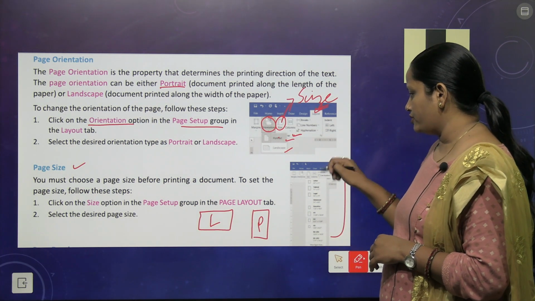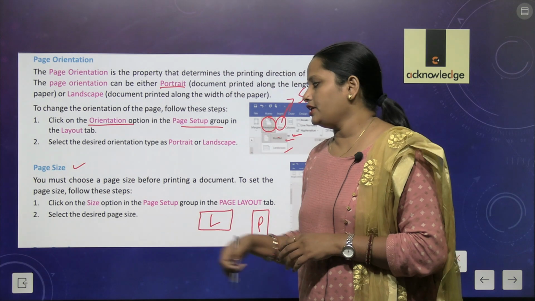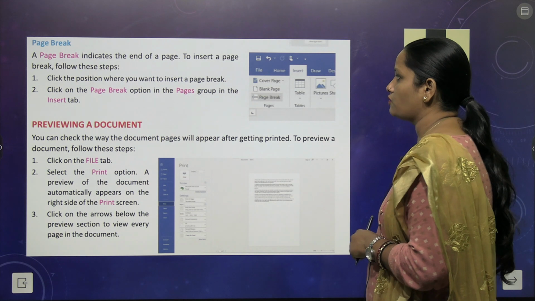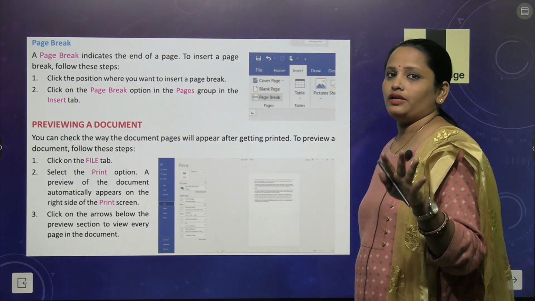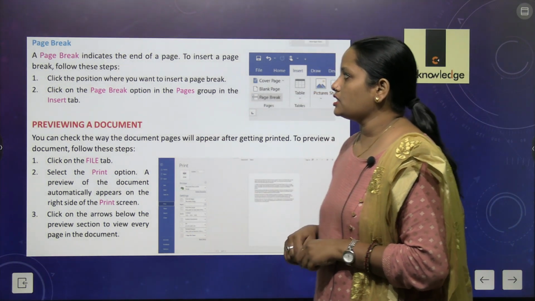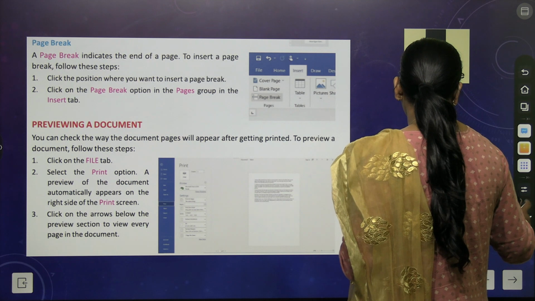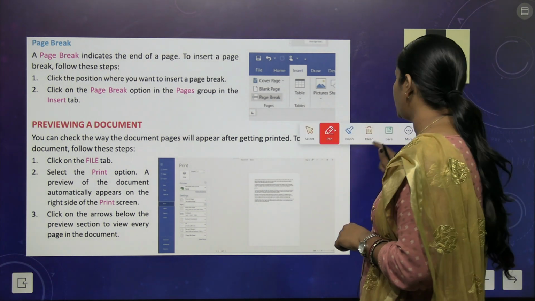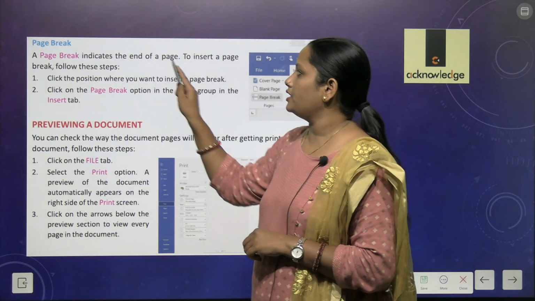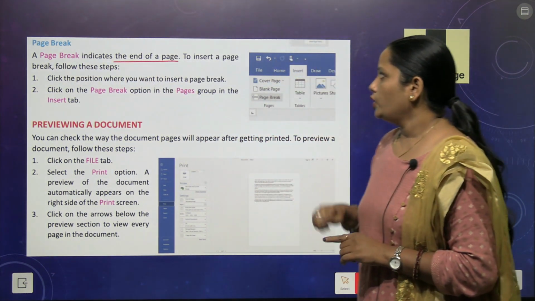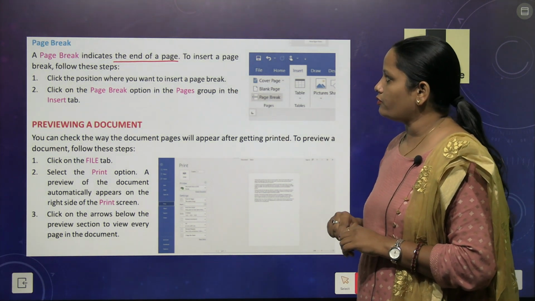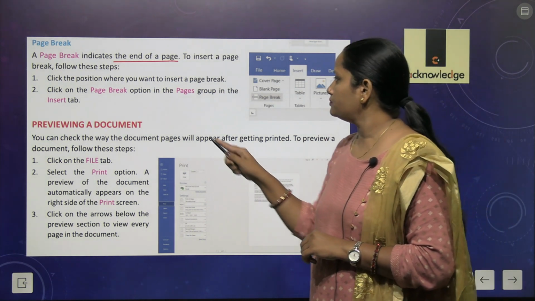Different sizes are given there. Select the desired page size. So, after selecting the desired page size, what will happen? The size will be according to our page, how we want to print our document. Next is page break. What is page break? A page break indicates the end of a page. To insert a page break, follow these steps. These are the steps to be followed to insert a page break.